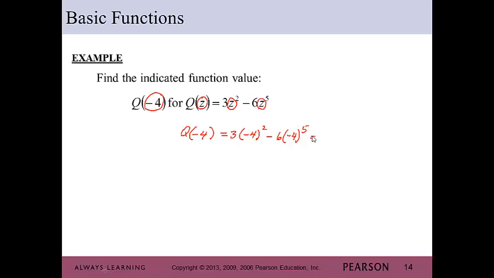Now let's calculate what this will be. So 3 times negative 4 squared minus 6 times negative 4 raised to the 5th power, which is 6,192.